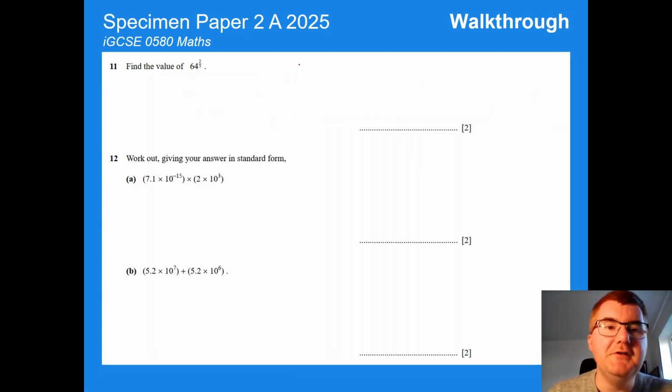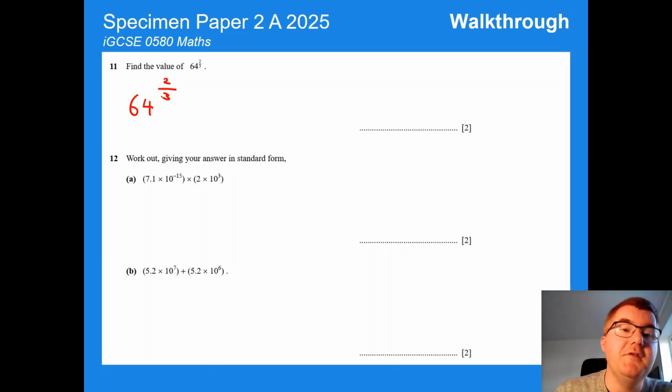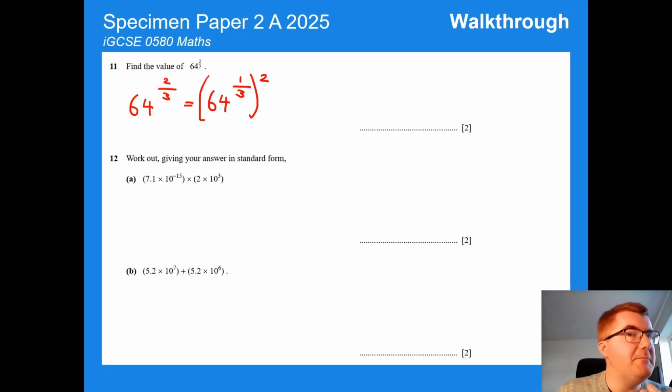Okay, on to question 11 and 12. So we have some indices work here. We need to find the value of 64 to the power of 2/3. Now, the way that we do this is we split up the index here. So we do 64 to the power of 1/3, and then we do the squaring afterwards. So this is the standard method that we do here. Remember, if you've got any kind of fraction, it's some kind of root. And because we've got a 3 in the bottom, it's going to be the cube root of 64.